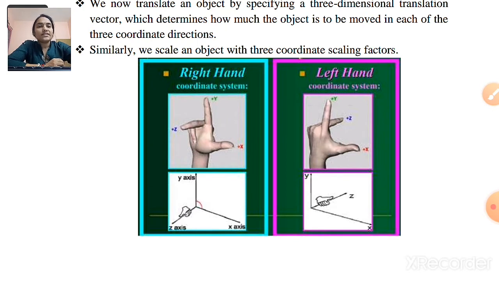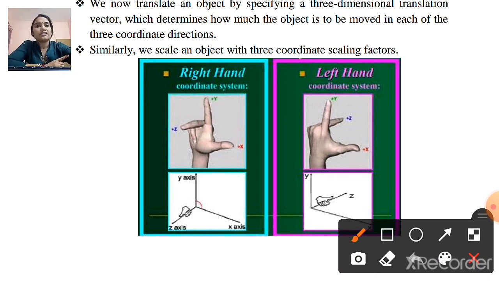In this figure, the first figure is the right-handed coordinate system. In the right-handed coordinate system, this one is our y axis, this one is our z axis and this one is our x axis. That means the thumb is our x axis, the middle finger is our z axis and the second finger is our y axis. In this way we can display the coordinate system. This one is right-handed.